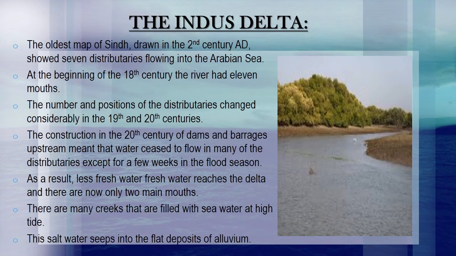The Indus Delta. It states that the Indus River Delta forms where the Indus River flows into the Arabian Sea, mostly in the southern Sindh province of Pakistan. It also says that the delta covers an area of about 41,440 square kilometers, and it is approximately 210 kilometers across where it meets the Arabian Sea. It also states that there are many creeks that are filled with seawater at high tide, and this salt water seeps into the flat deposits of alluvium.